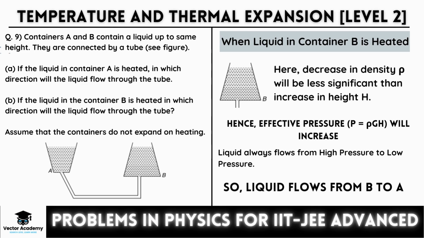Hence, effective pressure P equals ρgh will increase. Liquid always flows from high pressure to low pressure. So, liquid flows from B to A.